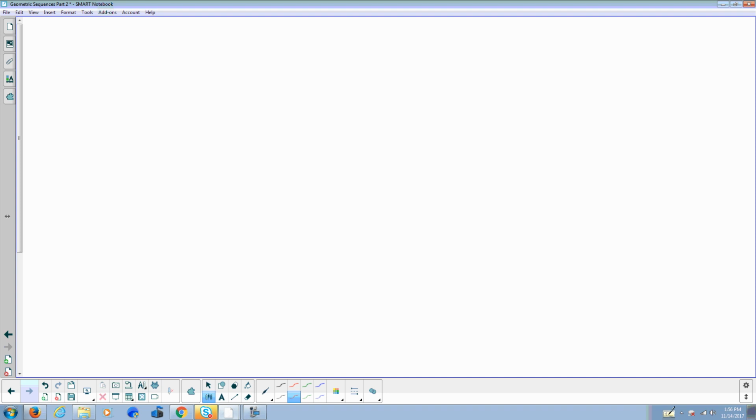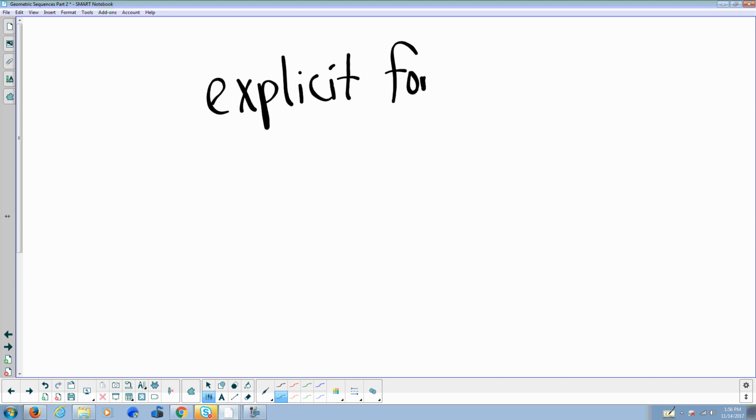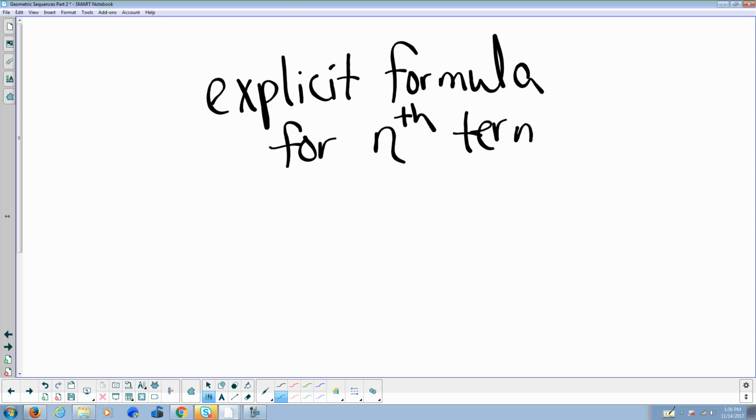Okay, that ends what you see on your notes, but there's one last thing that we wanted to talk about, and that is our explicit formula for the nth term. In order to write an explicit formula for the nth term, just like when we wrote explicit formulas with arithmetic sequences, we need to know two things. We need to know A1 and we need to know R. In arithmetic sequences, we needed to know A1 and we needed to know D.